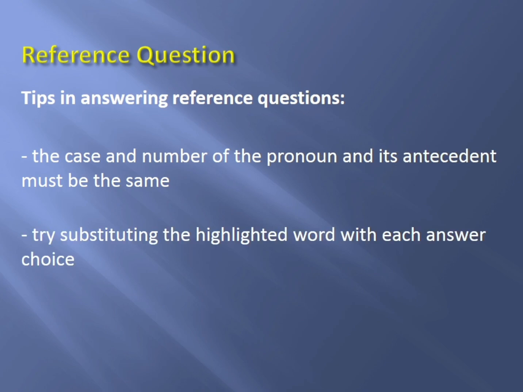Okay. For the second tip, try substituting the highlighted word with each answer choice. Check which of the answer choices makes the most sense. This process can help eliminate some of the answer choices as possible answers. Before we move to the next technique, and with regards to tips 1 and 2, if all the answer choices are the same in case or number as the highlighted word, then you would have to do the second method with all the answer choices. But, if you were able to make use of the first and the second, then you would further increase your chances of choosing the correct answer.